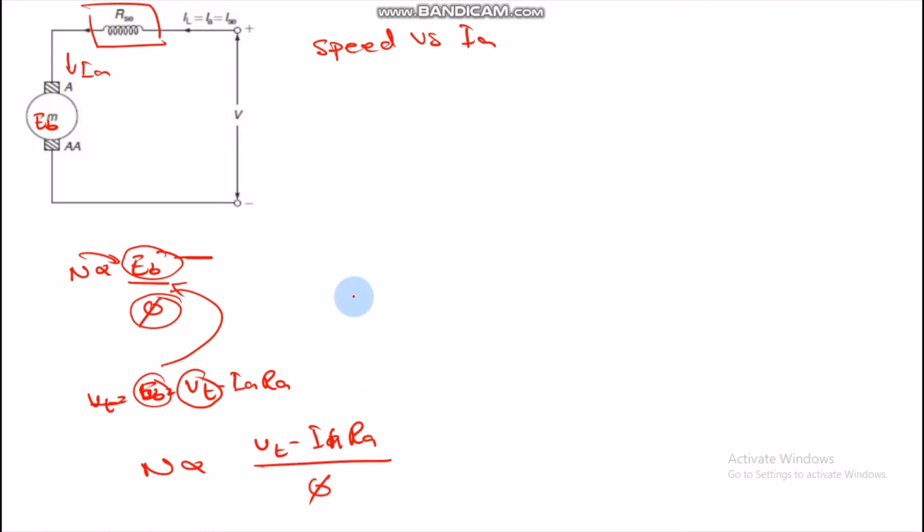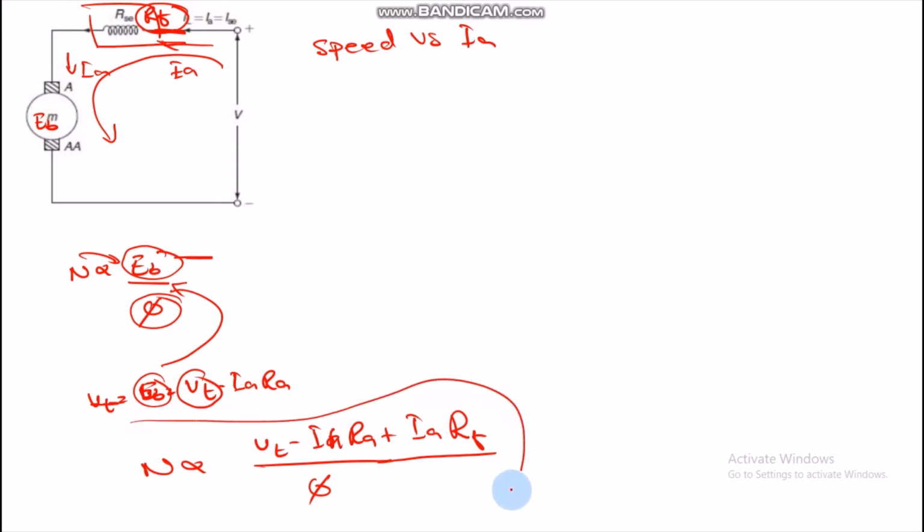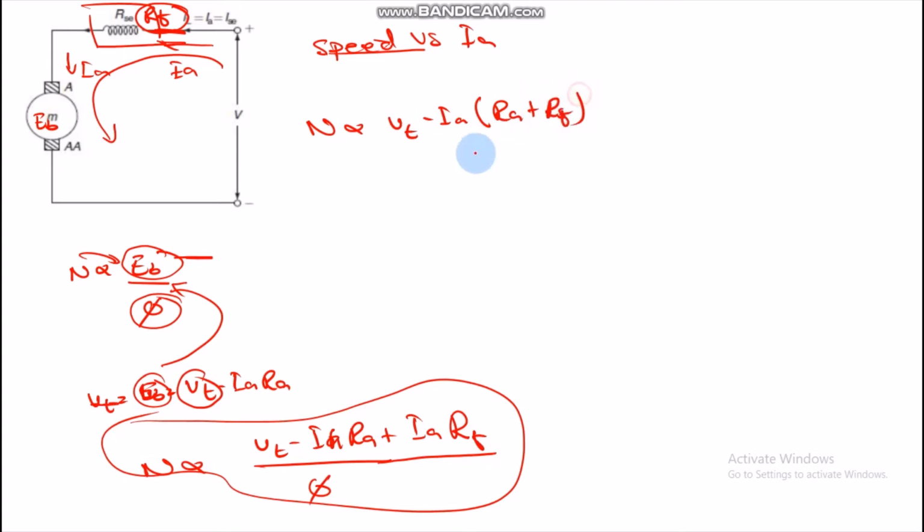But here is another change. When we apply KVL in the given circuit of a DC series motor, we observe another resistance, the resistance of the field RF, and the current is the same, which is IA. Therefore, we can add another voltage appearing across RF, which is IA RF, and the complete relation appears as follows. Here we get N directly proportional to VT minus IA times (RA plus RF), divided by flux.